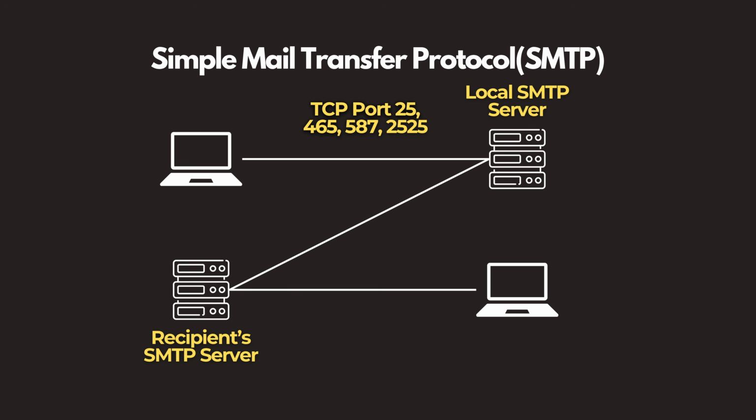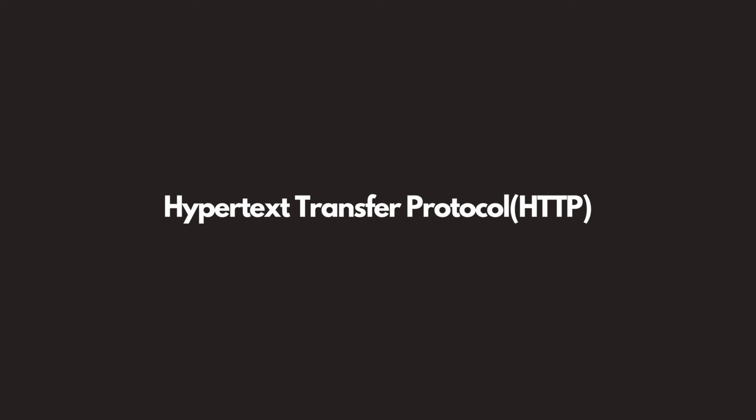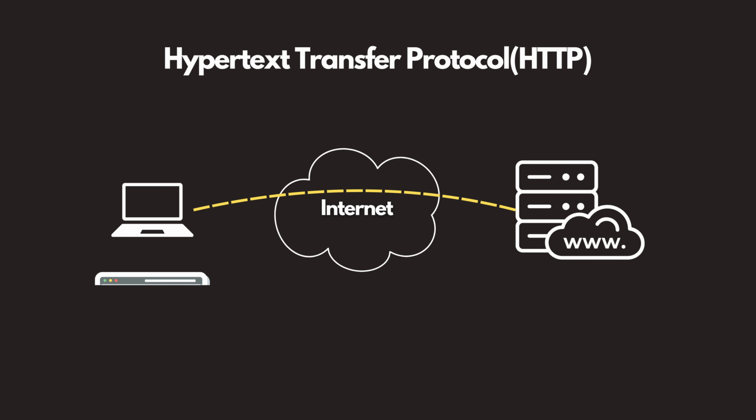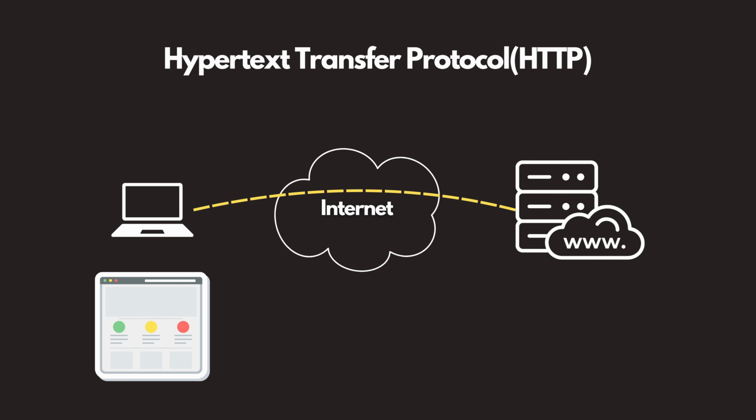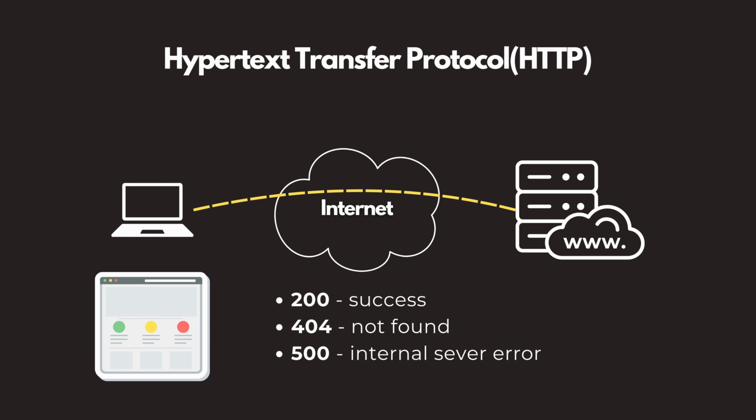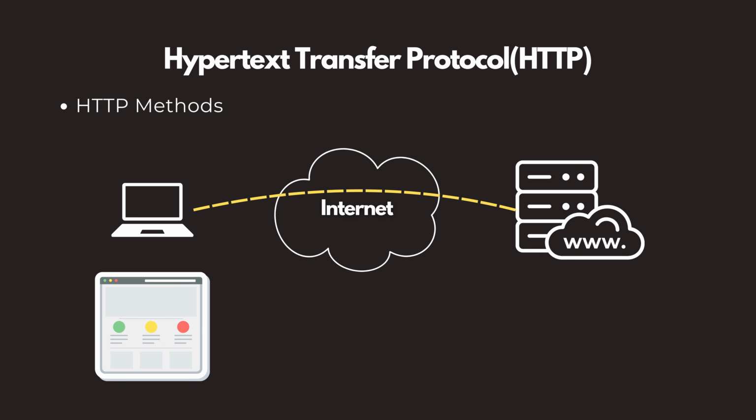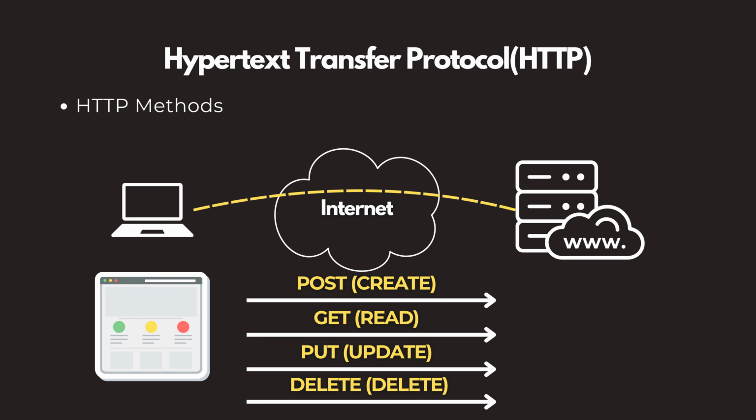HTTP, or Hypertext Transfer Protocol, is the language your browser uses to request web pages from a server. Server responds with status codes like 200 for OK, 404 not found, and 500 for internal server errors. HTTP has different methods like GET, POST, PUT, and DELETE to request different operations in the server. HTTP uses TCP port 80.